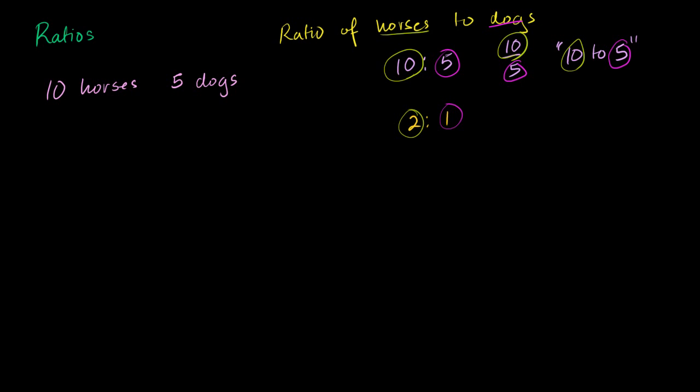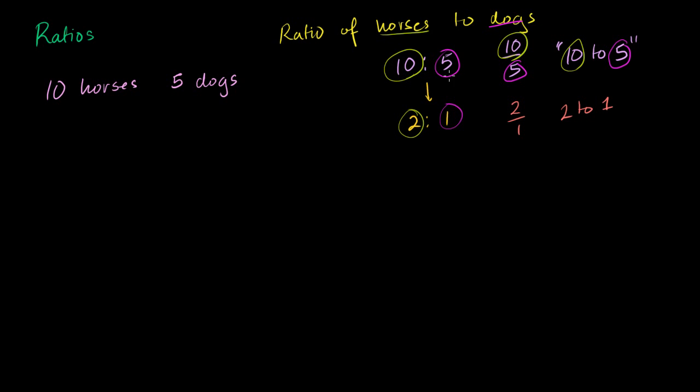But how do you get there? How do you get from 10 to 5 to 2 to 1? Well, you can think of what's the biggest number that divides into both of these numbers. What's their greatest common divisor? I have a whole video on that. The biggest number that divides into both of these is 5. So you divide both of them by 5, and you can get this ratio into a reduced form. It would be the same thing as 2 to 1.